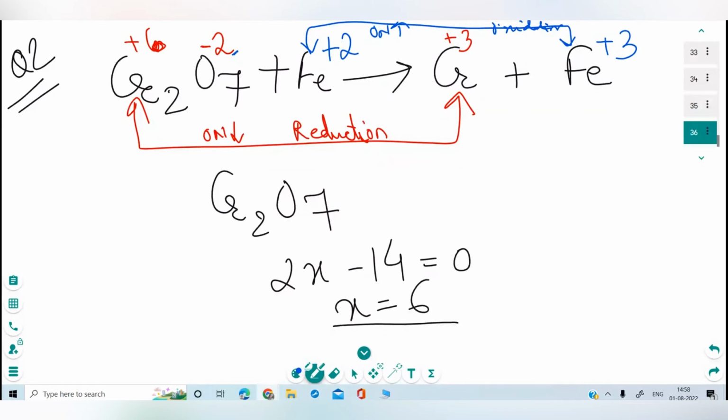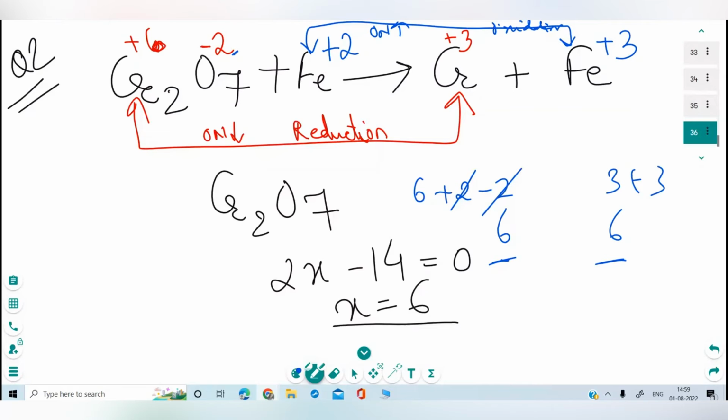Yes? And do you see the charge on the left hand side? How much is it? 6 plus 2 minus 2. So this and this get cancelled. You have 6. On the right hand side, 3 plus 3, 6. So yes, charges are balanced. Correct or no? Yes? Are you sure?